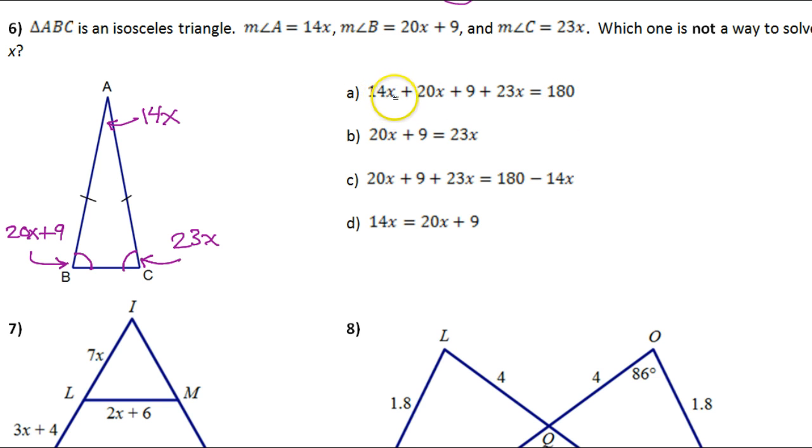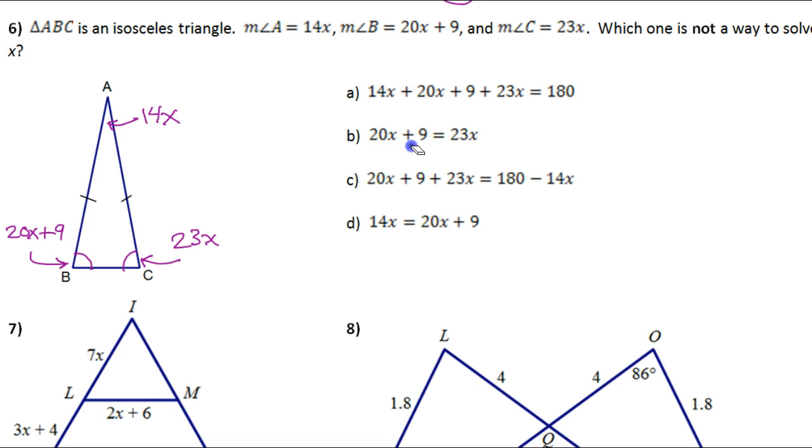So I see 14x, alright, and then 20x plus 9 and 23x. Okay, that would be the sum of each of these three angles. Should these three angles all add up to 180? Yes, alright, and all of the angles of a triangle should add up to 180. So that is a way. So that's not the answer. Let's look at the next one.